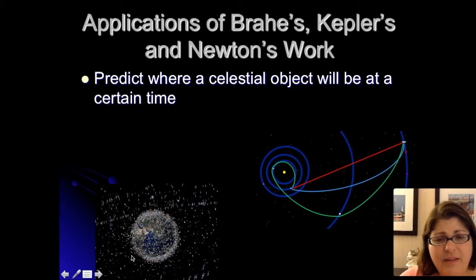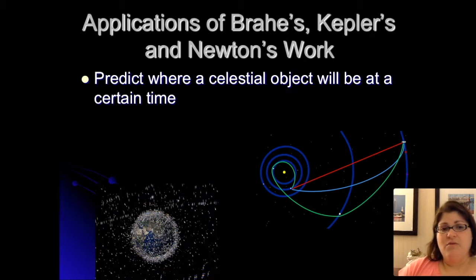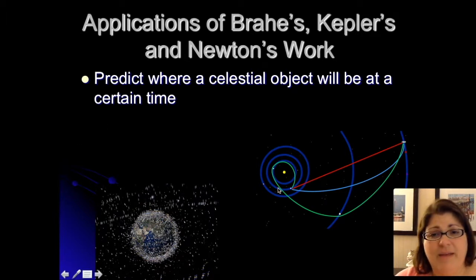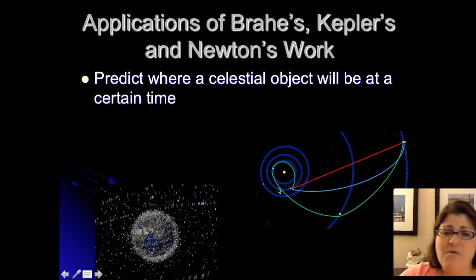Additionally, we can use this information to predict where celestial objects will be at a certain time, and consequently that helps us send probes places. In 2007, we launched a probe that just got to Jupiter in 2015, and that's because we could send it on trajectories and use the gravity from planets to move it forward. That's all possible because of our understanding of Newton, Kepler, and Brahe.